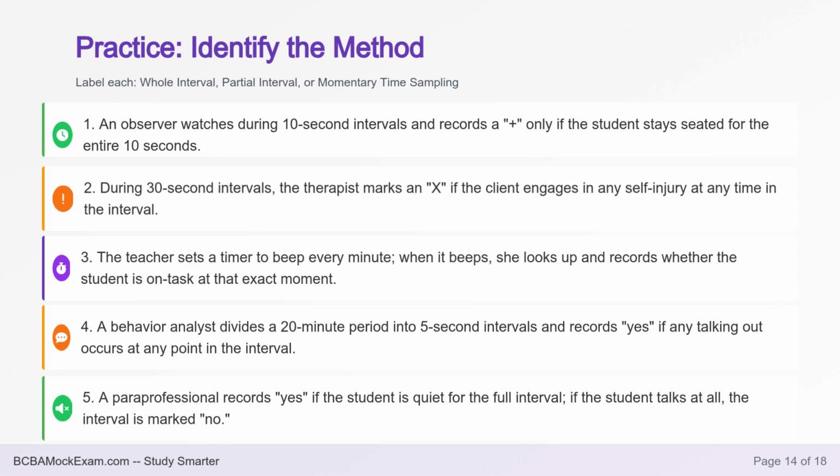4. A behavior analyst divides a 20-minute period into 5-second intervals and records yes if any talking out occurs at any point in the interval. 5. A paraprofessional records yes if the student is quiet for the full interval. If the student talks at all, the interval is marked no. Hold your answers in your head, and we'll check them next.